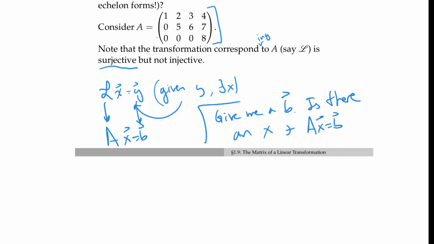Now, looking at this, do the columns of A span R3? Well, yeah, they do, because I have a pivot here, and a pivot there. So yes, it is surjective.